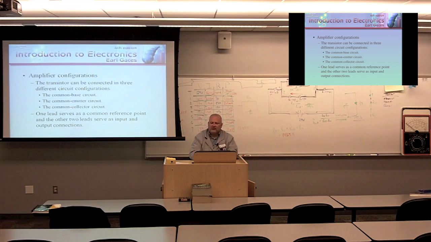Amplifier configurations. The transistor can be connected in three different circuit configurations: common base, common emitter, and common collector. By using that term common, what we're talking about is one lead serves as a common reference point, and the other two leads serve as an input and output connection. So obviously, with only three leads to choose from, emitter, base, and collector, that's what gives us the three different possible combinations: common base, common emitter, common collector.